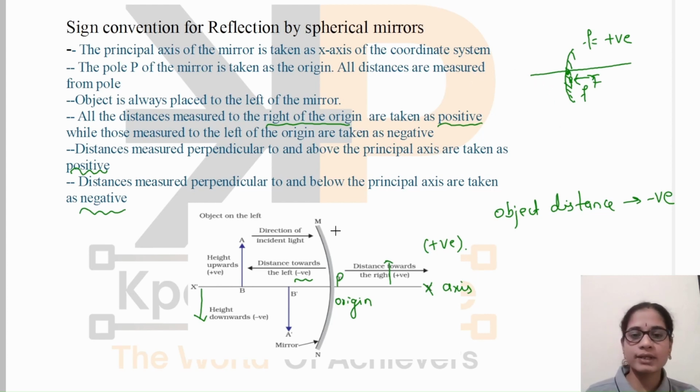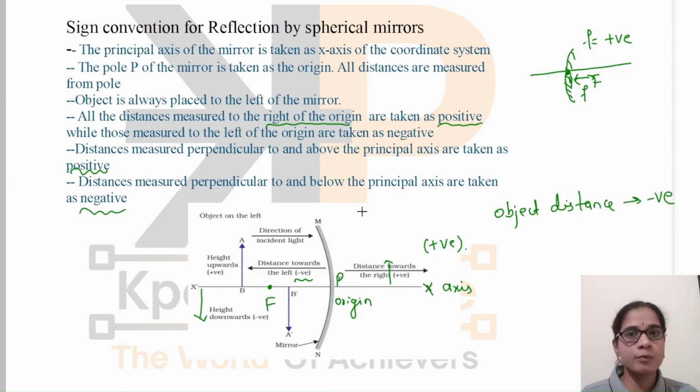In the case of a concave mirror like this, the principal focus will be towards the left of the origin. In such a case, the focal length will always be negative, as we are measuring the distance towards the left of the origin. Understand how these signs are given. Please do not get confused with these signs. It is much easier to understand if you focus on this concept. Do not rote memorize anything in this concept.